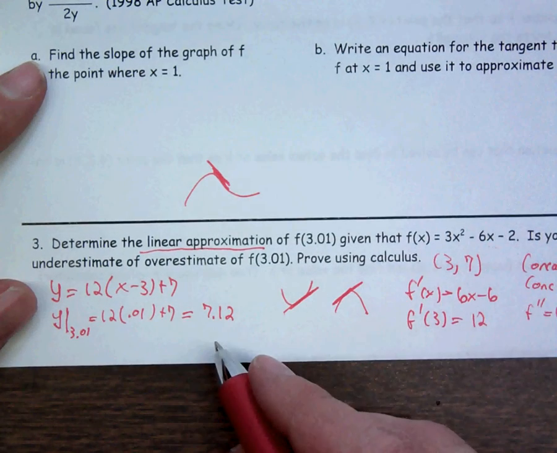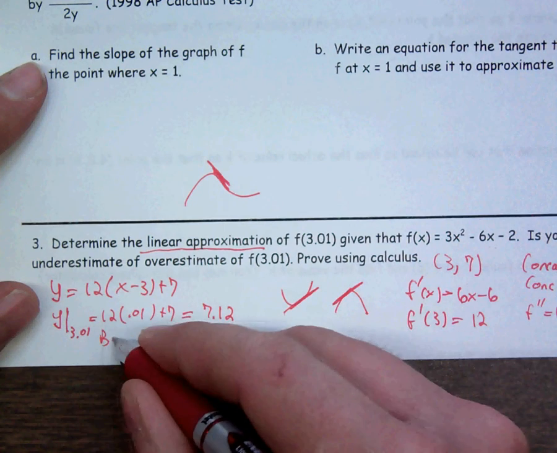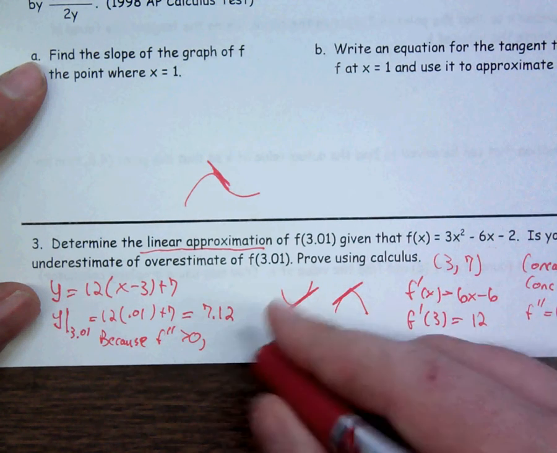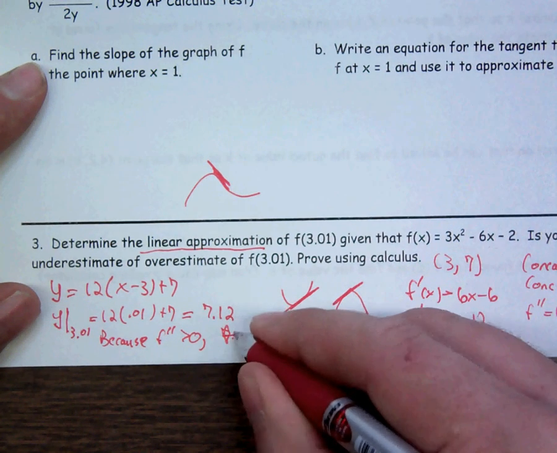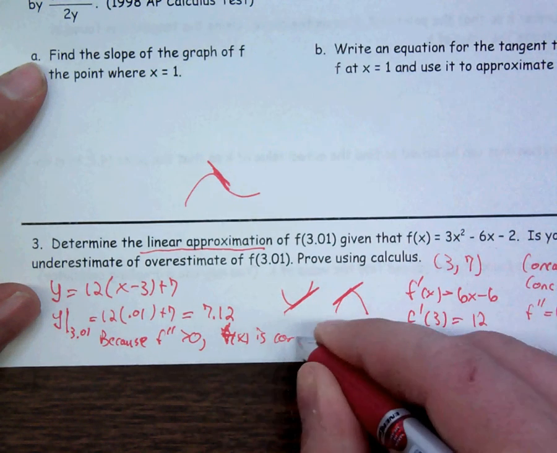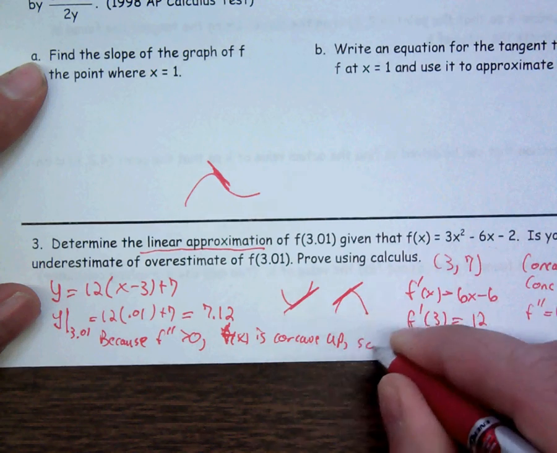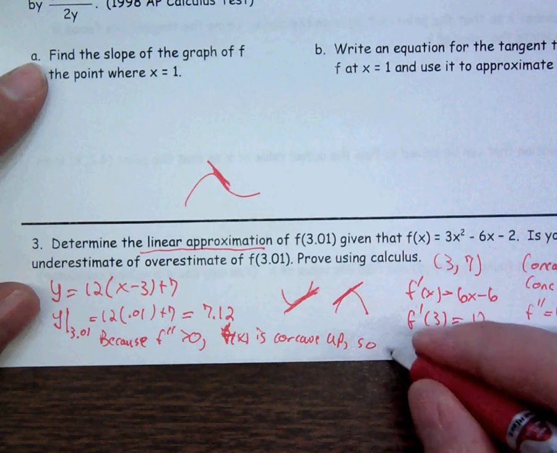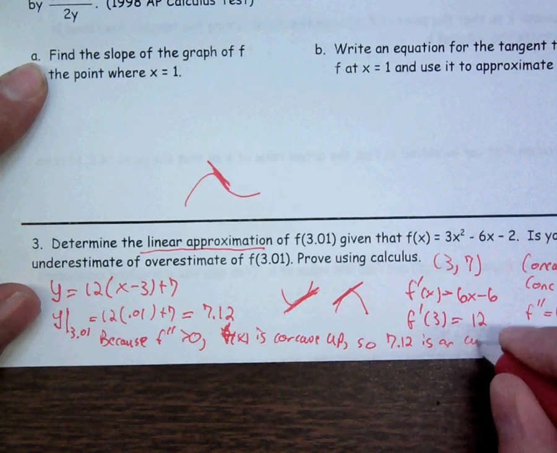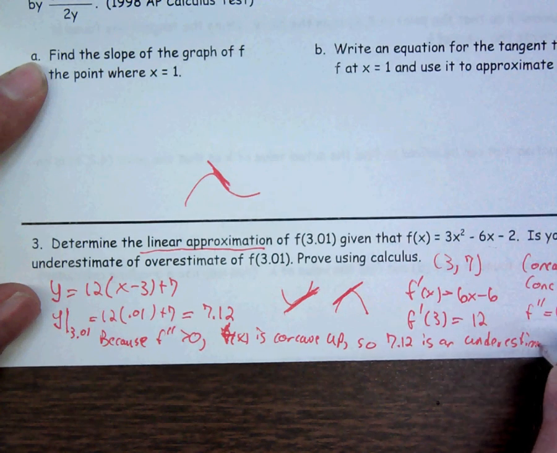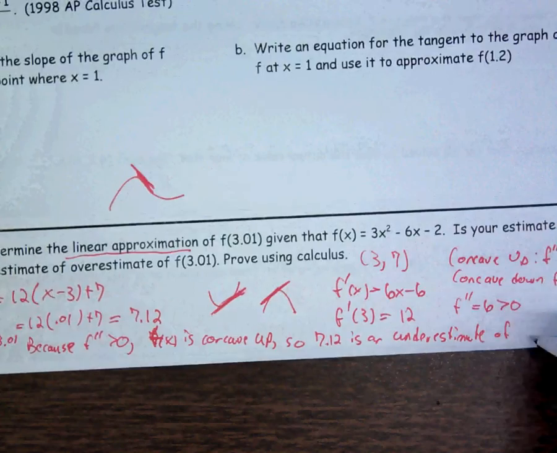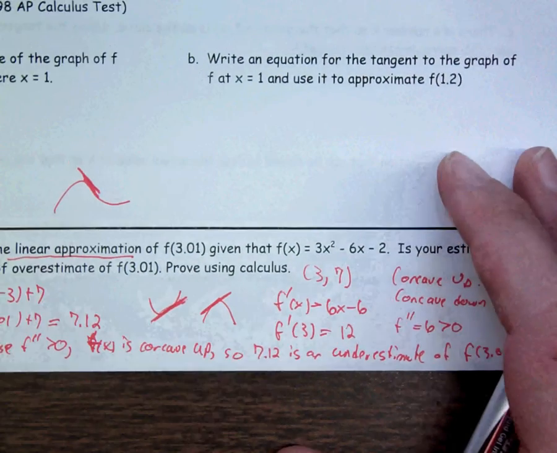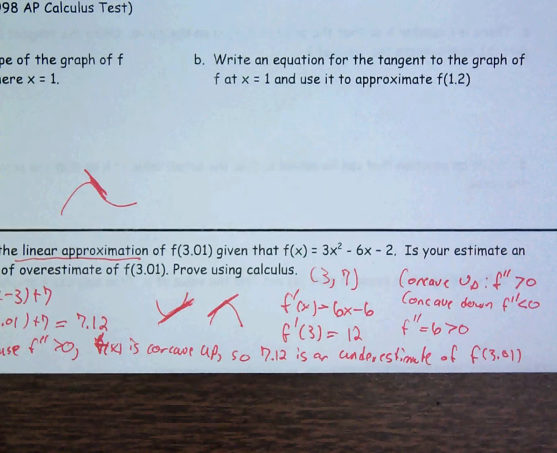And so because f prime prime is greater than 0, f of x is concave up. So that must mean if the function is bending upwards, the linear estimate is an underestimate. 7.12 is an underestimate of f of 3.01. You could have also done this just by plugging in 3.01 into the original function, but that's not proving it using calculus.